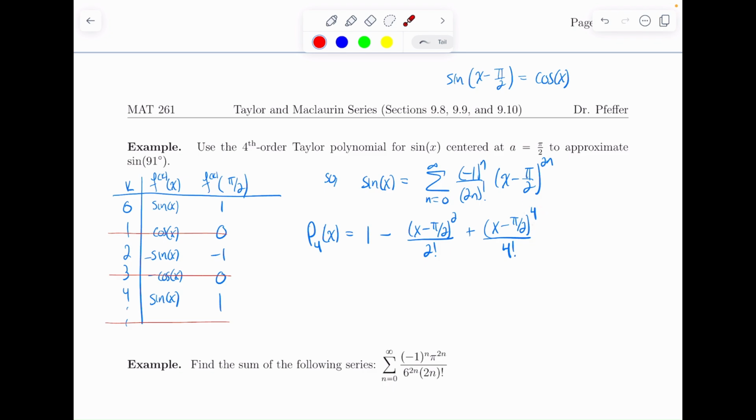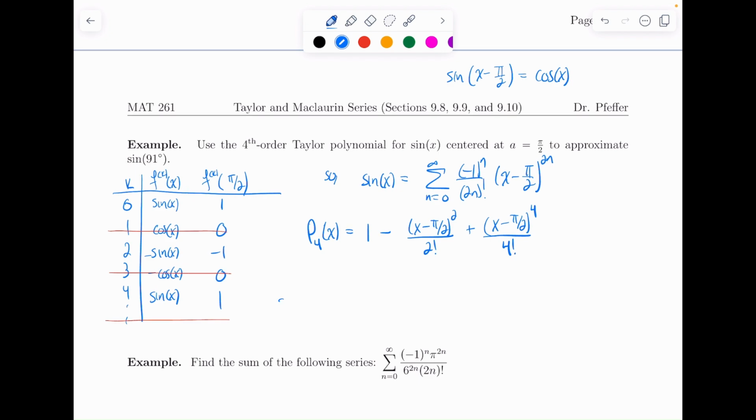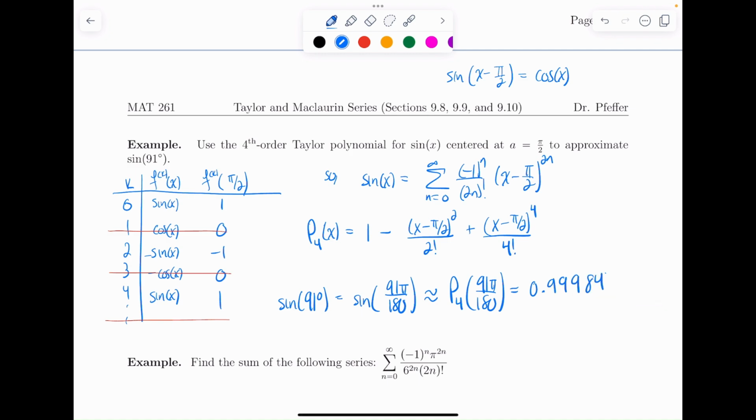And this allows us to do sort of what we did earlier. If I want to know sine of 91 degrees, I convert that to radians. I'll let you confirm that that's the same as 91 pi over 180. And if I plug that into this polynomial, P4, at 91 pi over 180, you can verify, and pause the video and compute it yourself if you'd like, you'll get the value 0.999847695, etc.